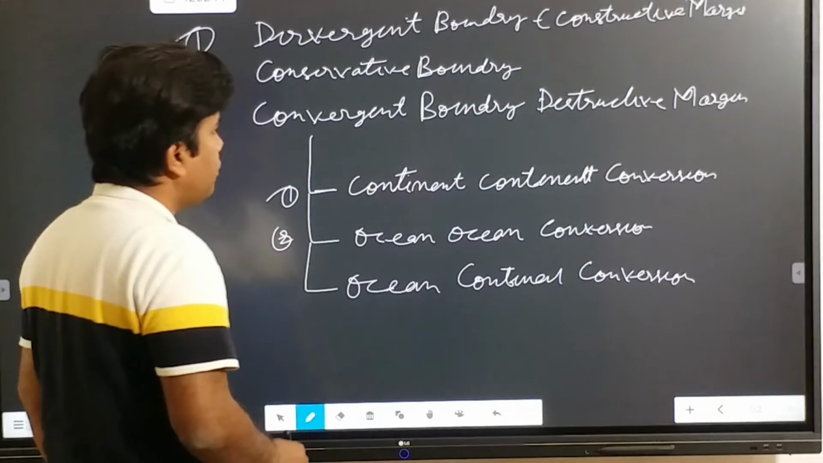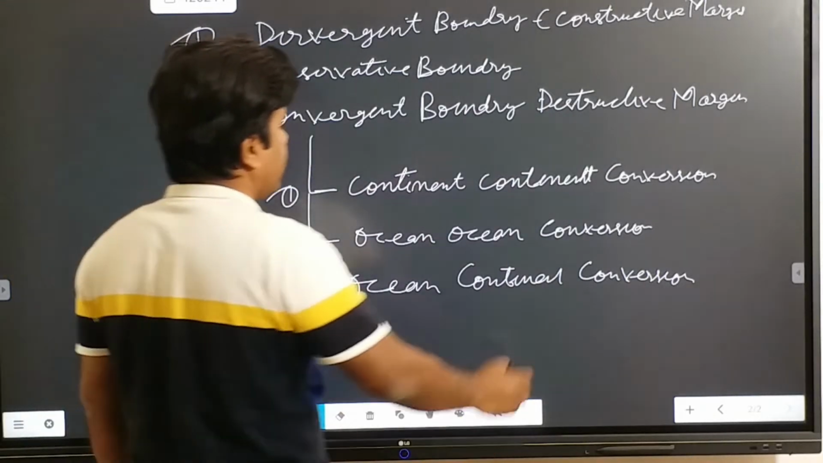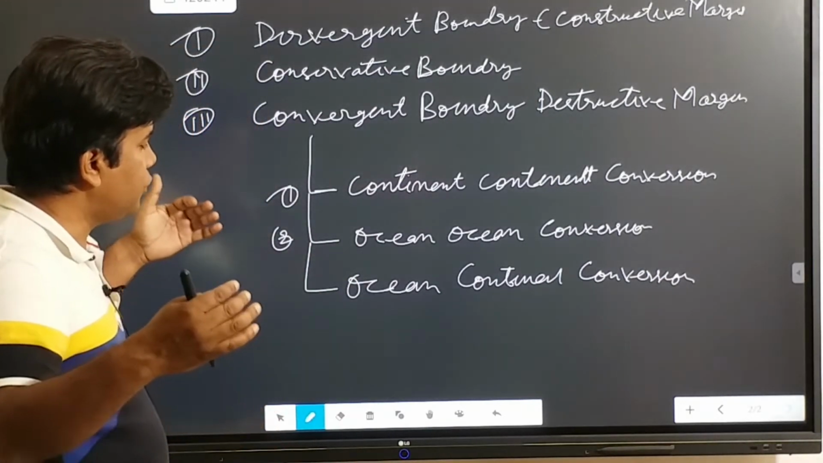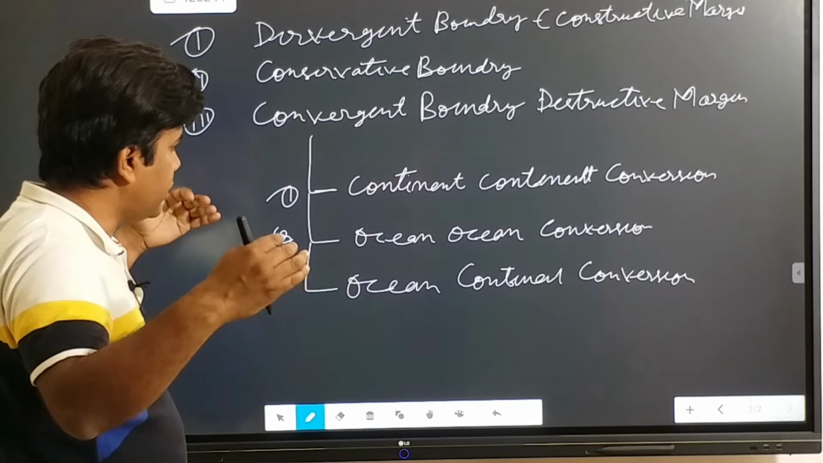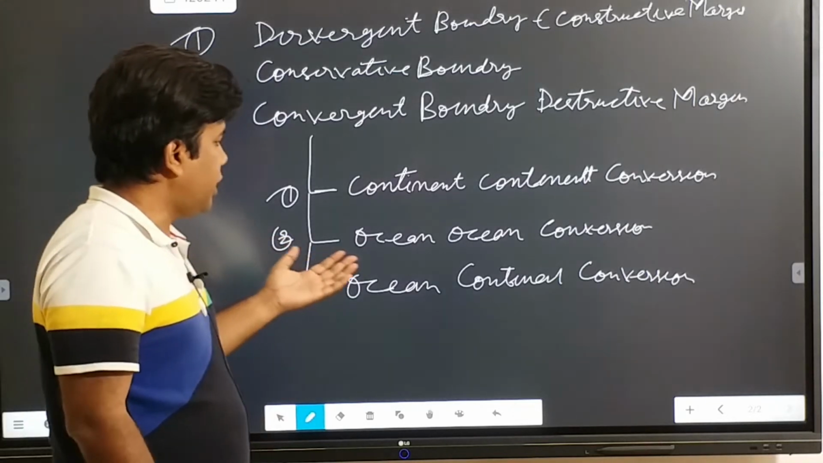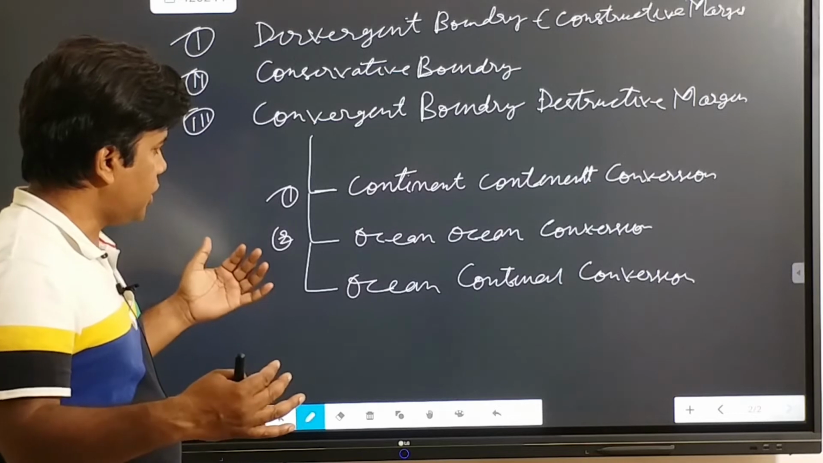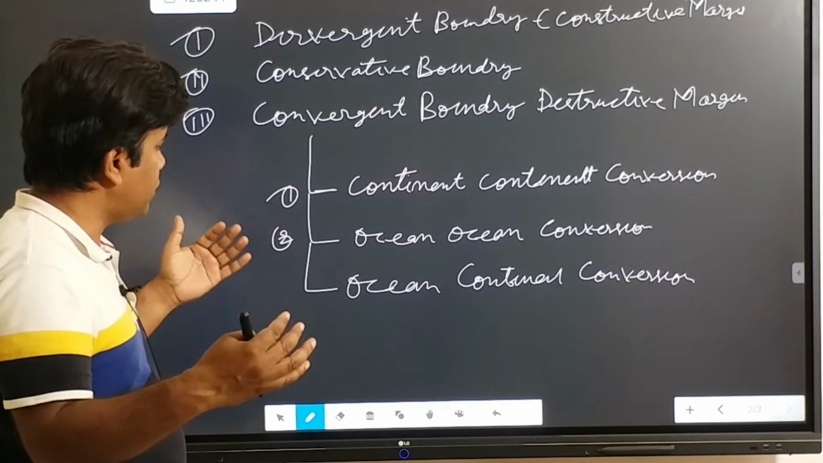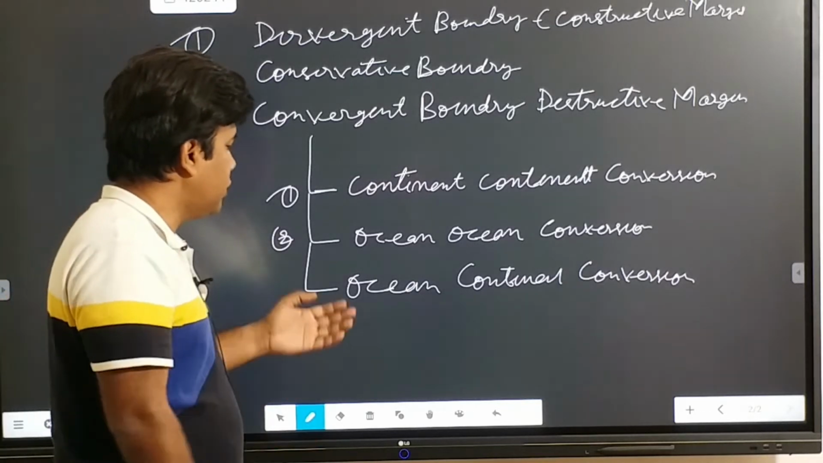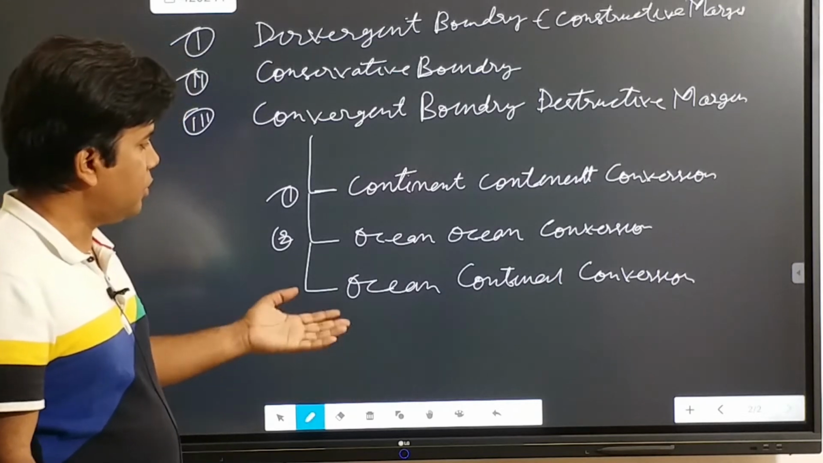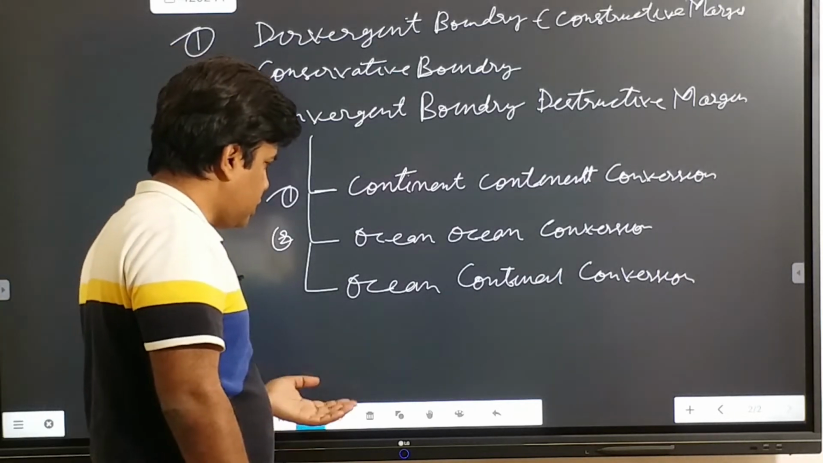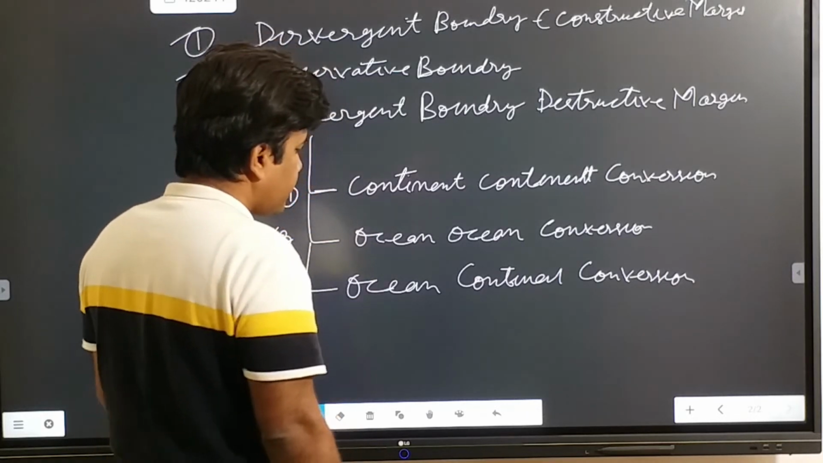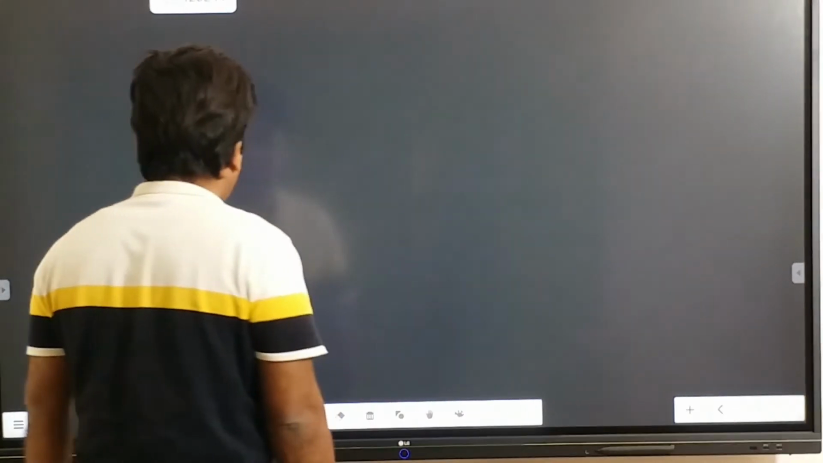So this convergent boundary can be also of three types. It can be continent convergence, where the two continental plate actually get converged. Then it can be ocean, so this convergence can be the two ocean plate can also get converged, or it can be ocean continent convergence boundary. So we will discuss exactly these different types of margins. So first we will talk about divergent boundary.